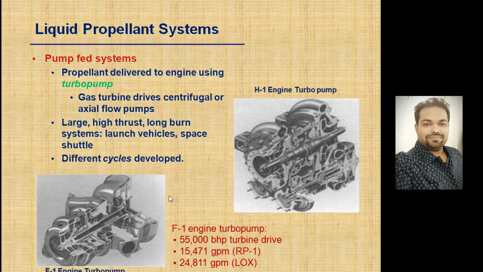Basically these engines are being used. These are the two examples, right? H1 engine turbo pump, and this is F1 engine turbo pump. So this is just similar to a gas turbine. So this is the additional weight penalty to the rocket, and they do need some work input, and that is another reason the overall efficiency and effectiveness of the rocket may be slightly lower, right, compared to the traditional rocket. So F1 engine turbo pump, if you look at the turbine drive, there's 55,000 brake horsepower, right?